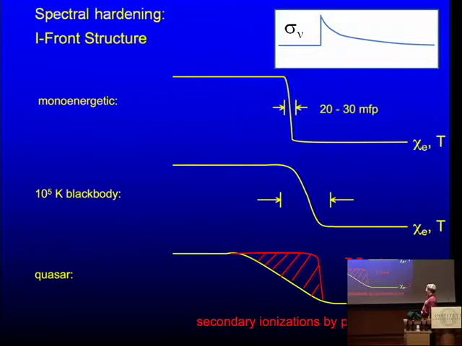And then finally, if you have a really strong, really hard source like a quasar with a power law spectrum, you broaden the front even further, but the photons are so energetic that the photoelectrons they create have so much energy that they can ionize other atoms. So this is what's called secondary ionization. And you get so much secondary ionization, here's the electron fraction, that it fills this in. So you sort of get back to this case, except the I front is moving ahead faster because of this secondary ionization.